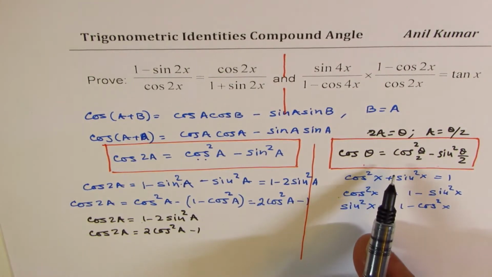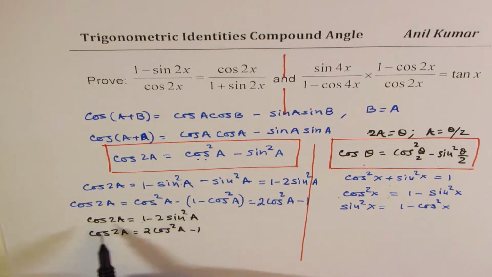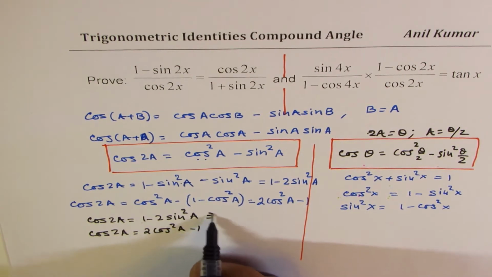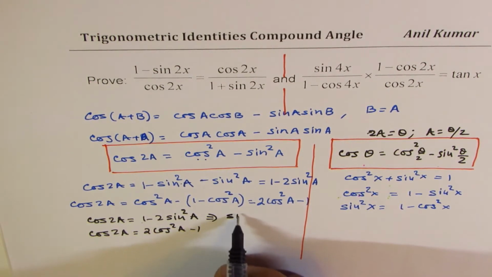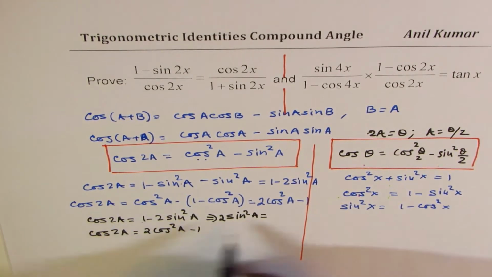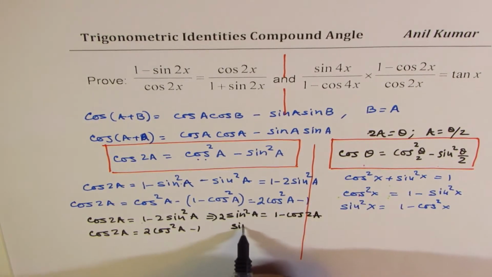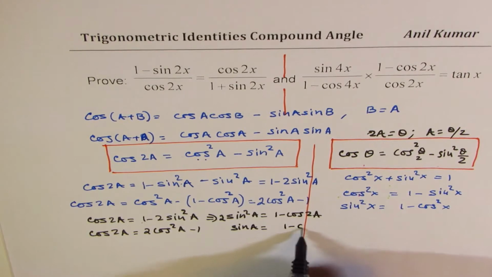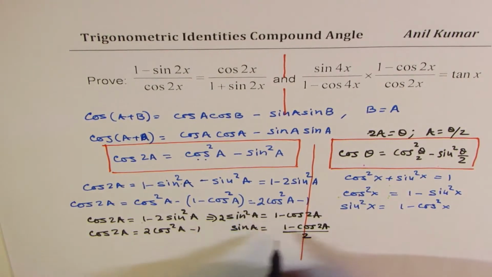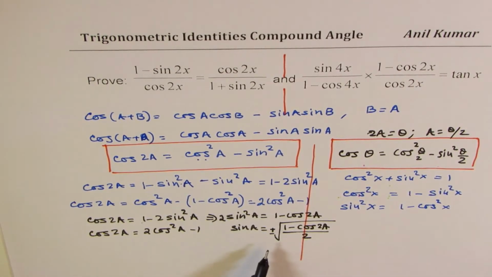Now coming back to half angle formulas, that becomes the half angle. So you could rearrange it and write, if I rearrange, 2 sine square a equals 1 minus cos 2a, or I could write sine a equals, let me divide by 2 first, square root, plus minus. Do you see that? Plus minus.